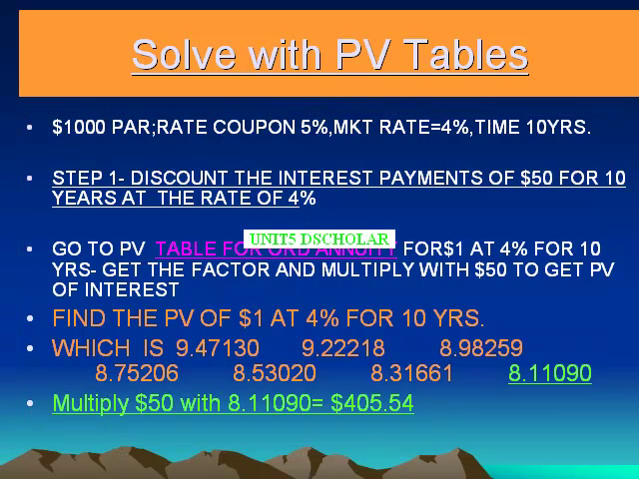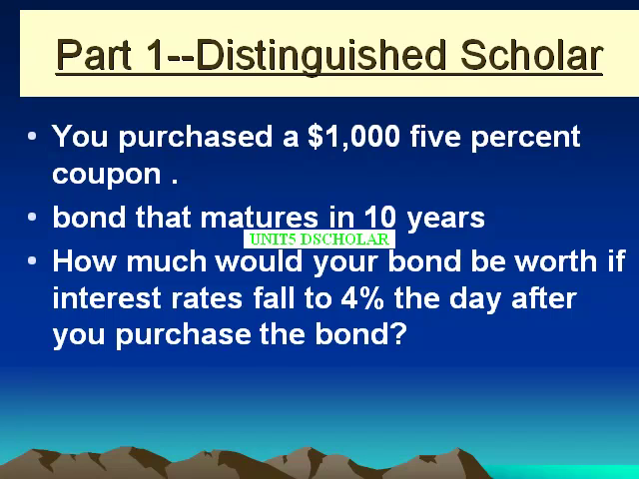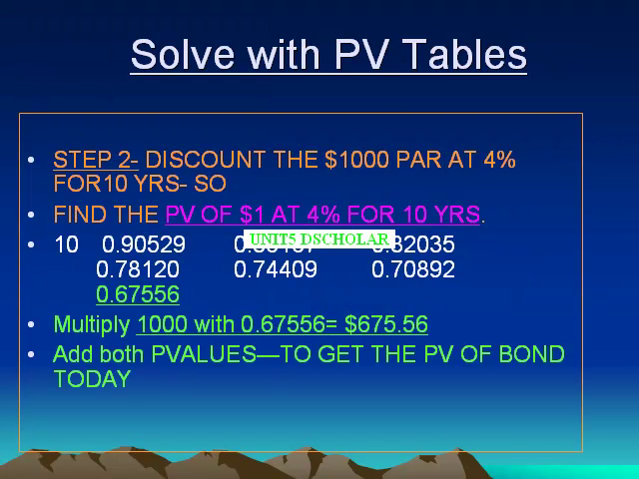So let's use the present value tables and discount. Step 2 is to discount the $1,000 that you're going to receive at the end of the 10th year. Remember, this is not a stream of payments. It is a one-time payment you're going to receive at the end of the 10th year. So go to the present value table for $1 at 4% for 10 years.